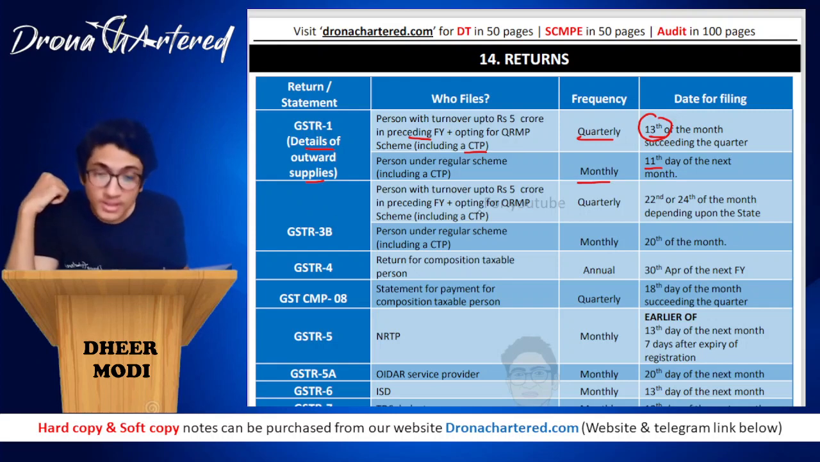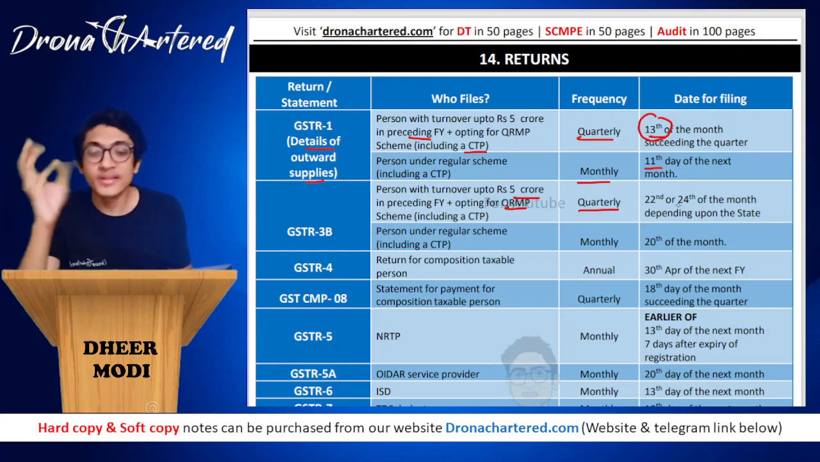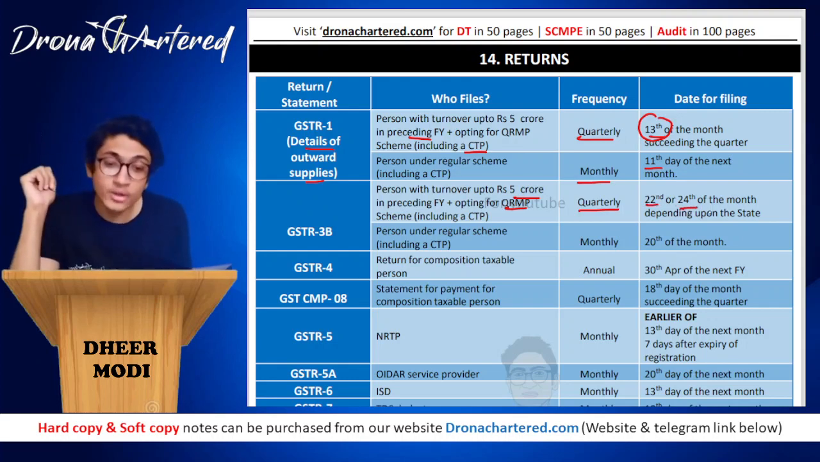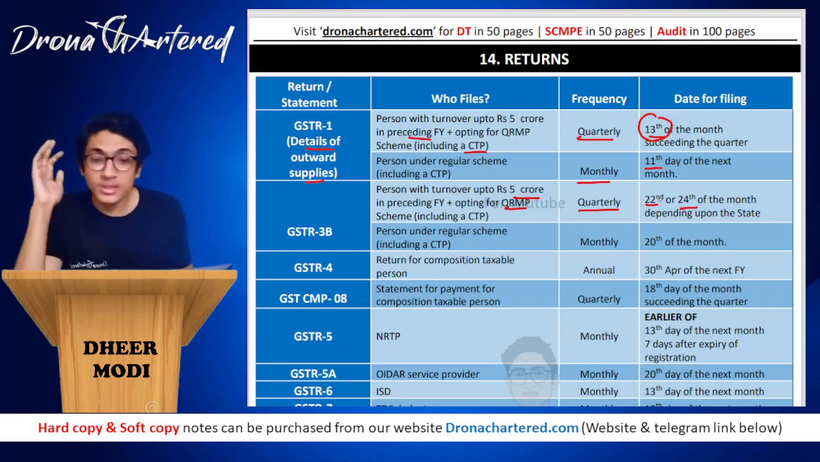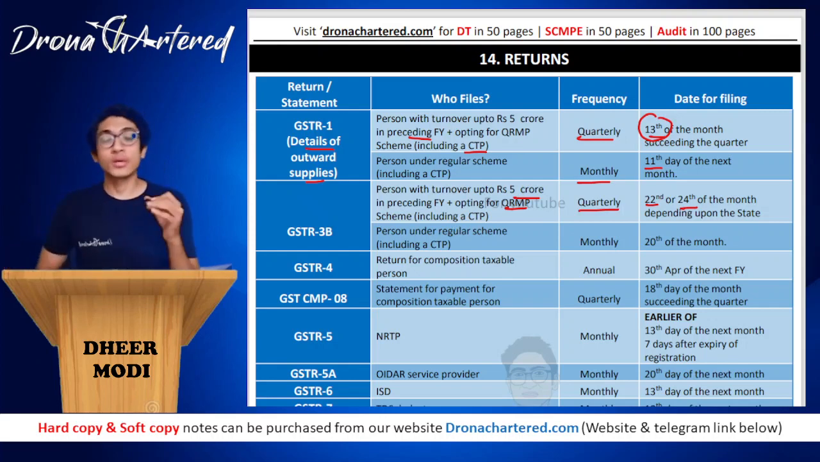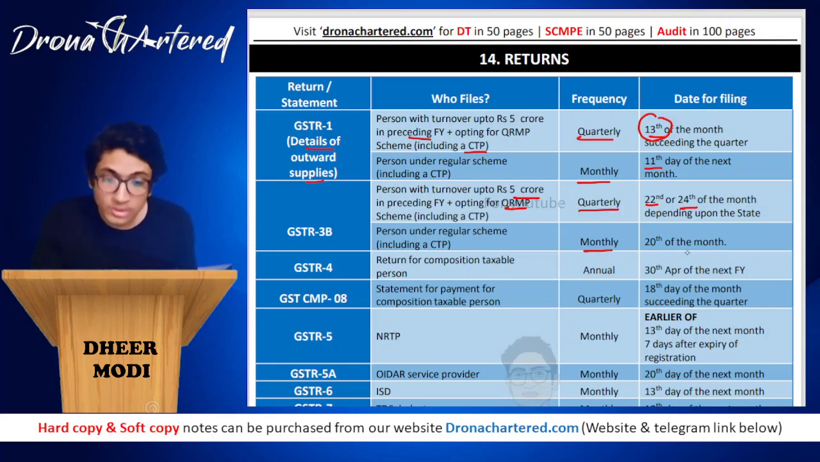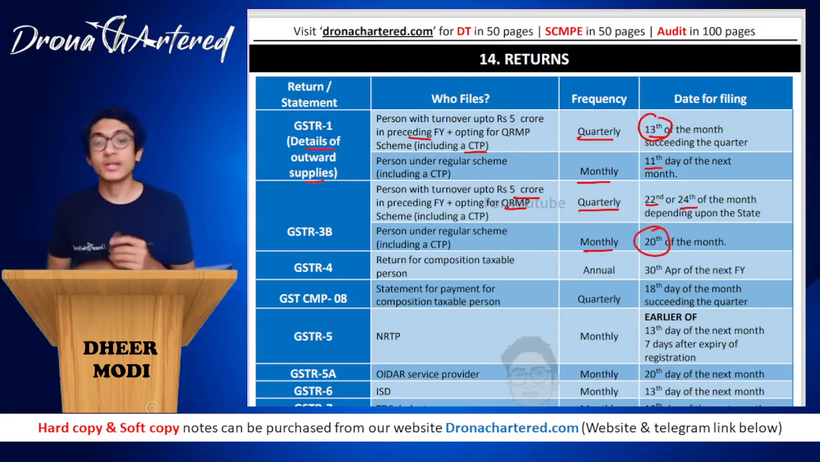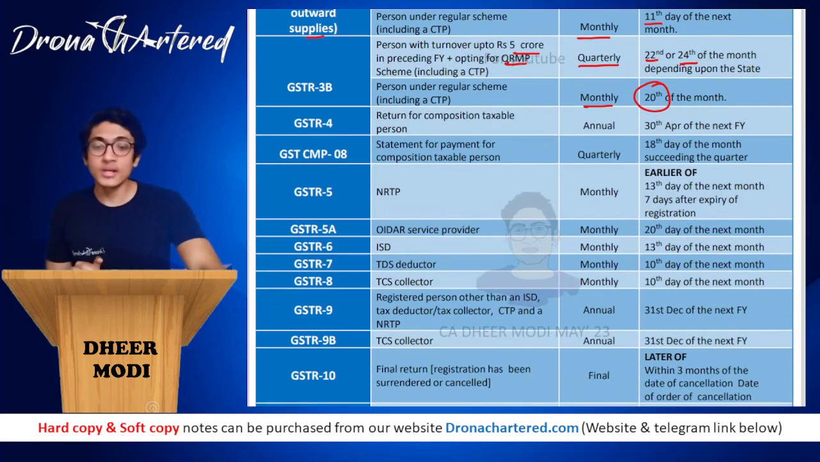Next is your GSTR 3B. For GSTR 3B, the same bifurcation applies: a person with turnover up to 5 crores in the preceding financial year and opting for the QRMP scheme. GSTR 3B will also be quarterly and the date is the 22nd in some states and the 24th in some states, so it is the 22nd or 24th of the month depending upon the state. If a person is under the regular scheme, GSTR 3B is also monthly, and that will be by the 20th of the month. So the very important forms are these two, GSTR 1 and GSTR 3B.